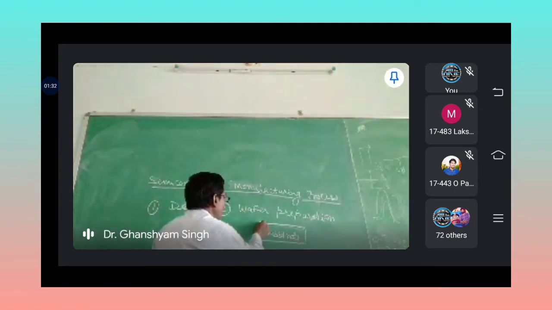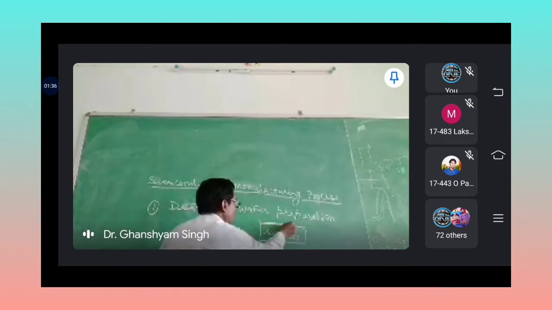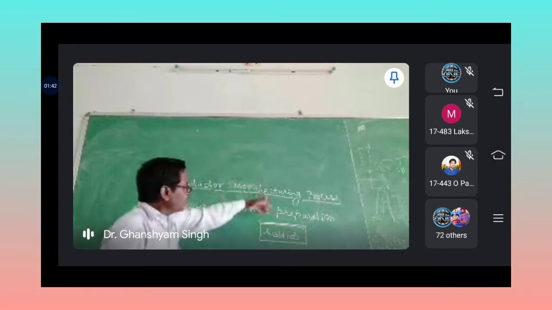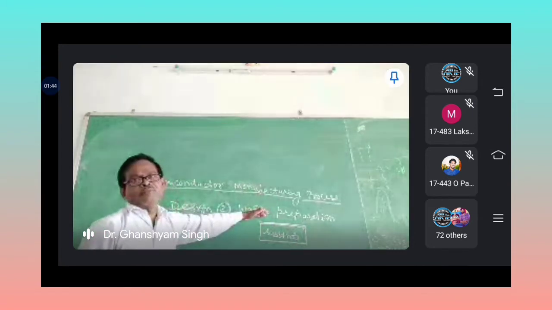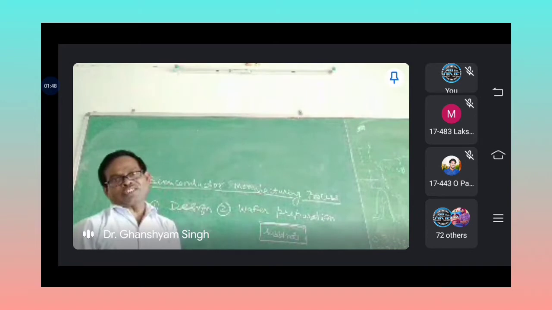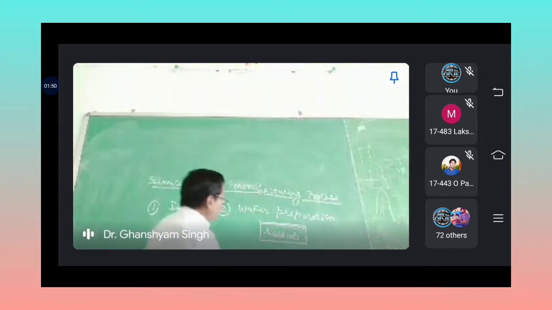Third, oxide growth and removal. It contains four basic steps. One, oxide growth and deposition. Second, oxide removal. Third, other effects. Fourth, local oxidation. Now we come to the fourth step, diffusion and ion implantation.